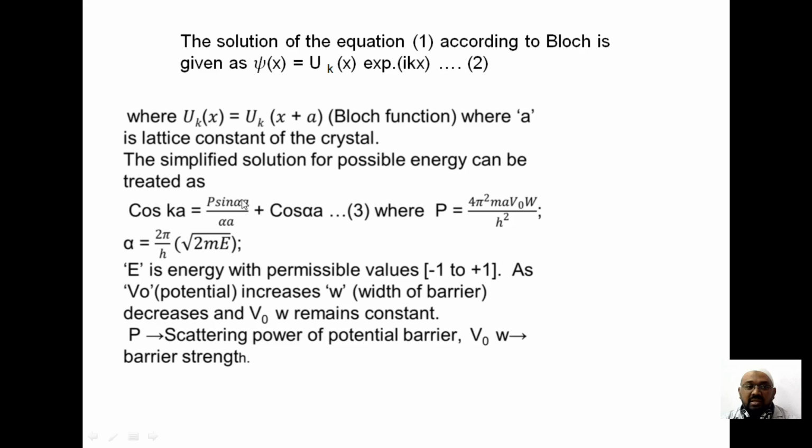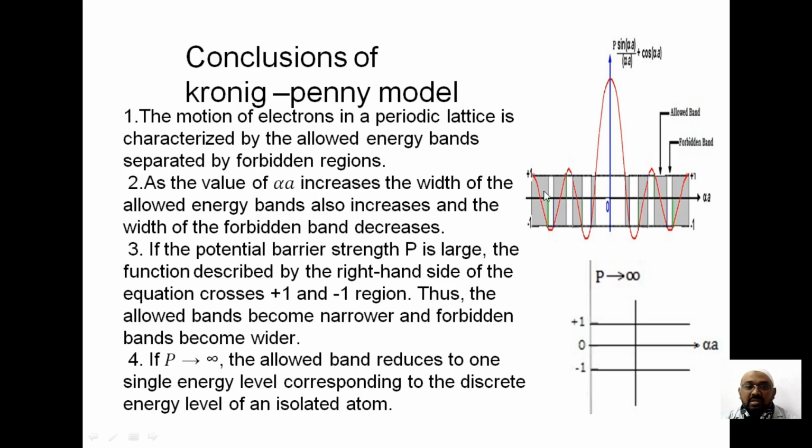From where have I taken this? See here: cos k is equal to P sin alpha a by alpha a plus cos alpha a. On the x-axis we have taken an angle value called alpha a. Why? Because when we talk about an angle theta, it may be cos theta or sin theta. You can see sin alpha a, cos alpha a, here cos k. Here k indicates the wave vector. The characteristic of the vector is known by the factor called the wave vector k.